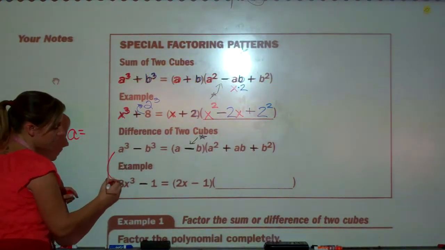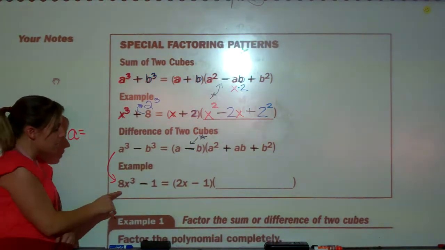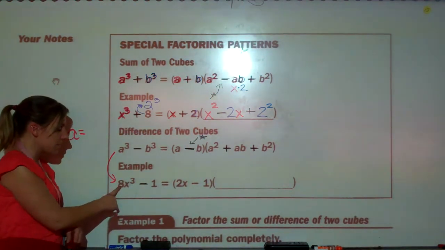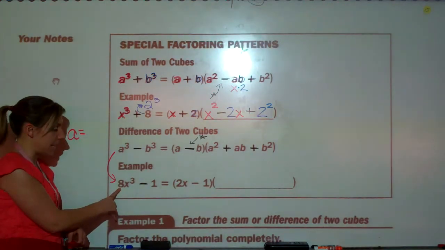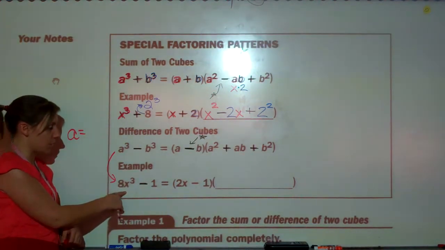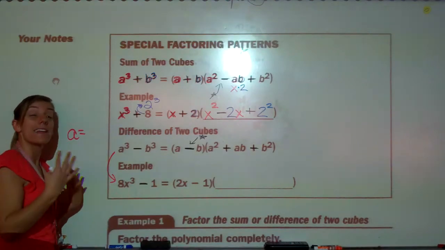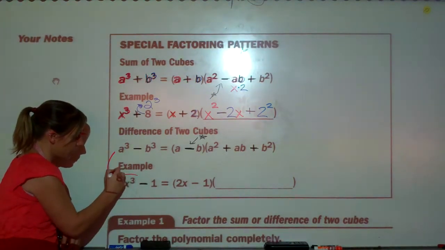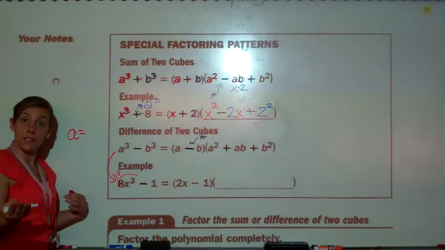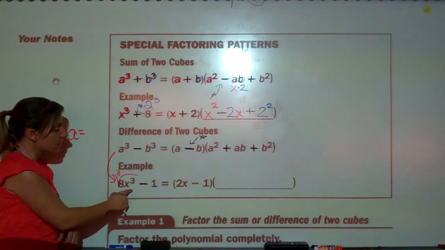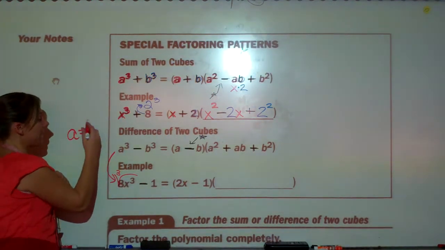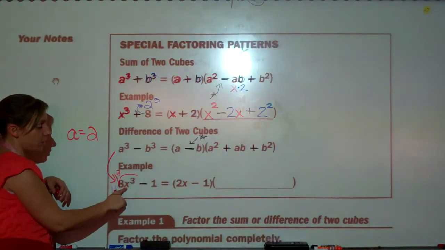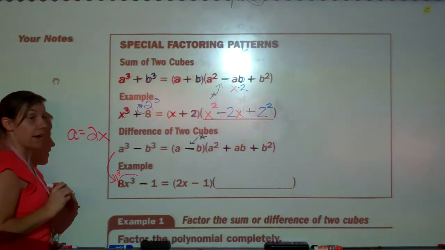Okay, now we need to relate it to this. So we ask ourselves, what to the third power gives us 8? And what to the third power gives us x to the third? Well, again, you can just cube root it if you want. The opposite of cubing is cube rooting. So the cube root of 8 is 2, and the cube root of x cubed is just x.